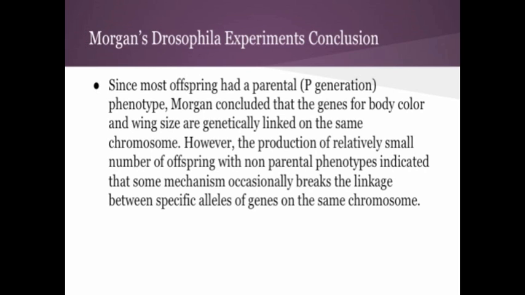Morgan's Drosophila experiment conclusion. Since most of the offspring had a parental P generation phenotype, Morgan concluded that the genes for body color and wing size are genetically linked on the same chromosome. However, the production of a relatively small number of offspring with non-parental phenotypes indicated that some mechanism occasionally breaks the linkage between specific alleles of genes on the same chromosome.